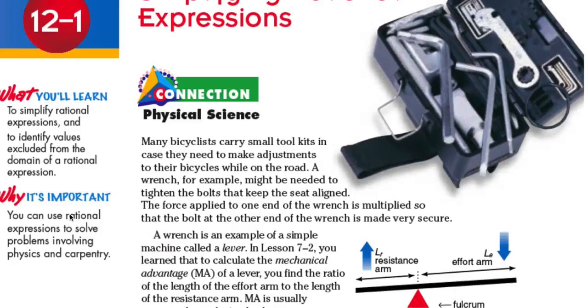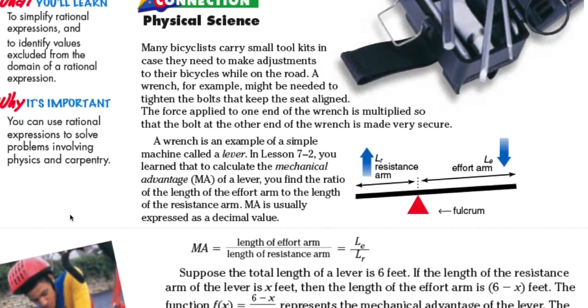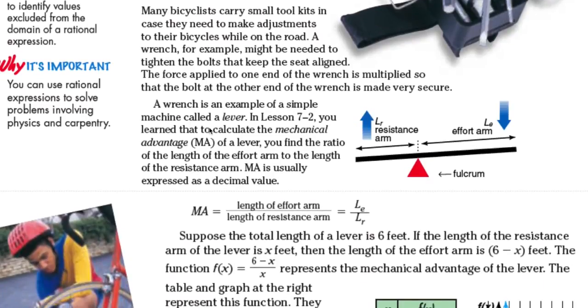Let's take a look at this application in physical science. Many bicyclists carry small toolkits in case they need to make adjustments to their bicycles while on the road. A wrench, for example, might be needed to tighten the bolts and keep the seat aligned. The force applied to one end of the wrench is multiplied so that the bolt at the other end of the wrench is made very secure. So a wrench is an example of what we call a simple machine called a lever.